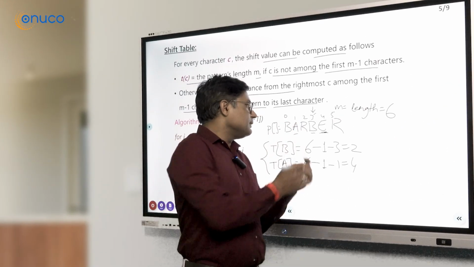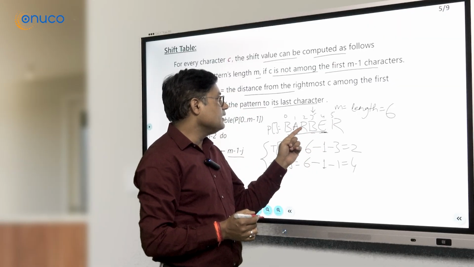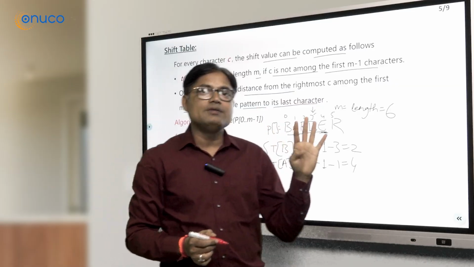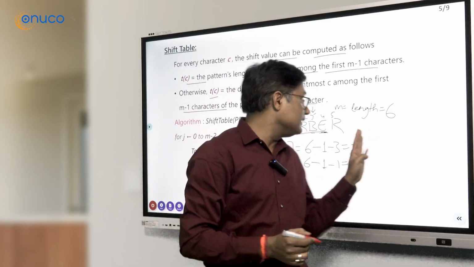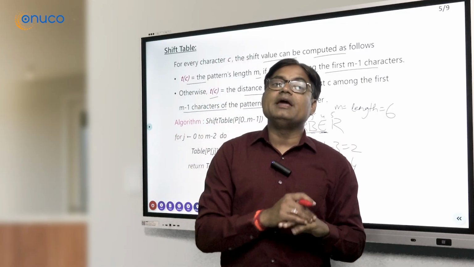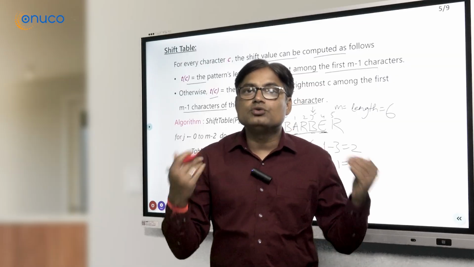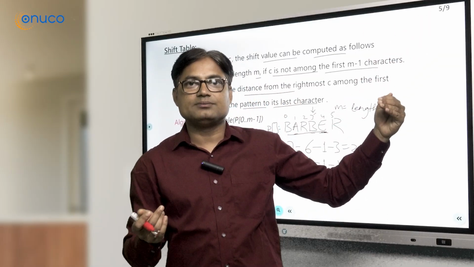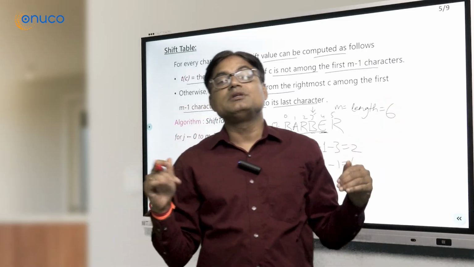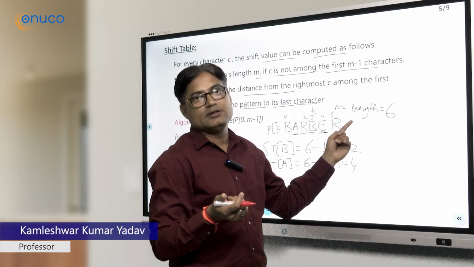If the character is not present, now see how many different characters we have. We have A, B, R, E. Only 4 different characters are there in BARBER, not repeated ones I am talking about. The rest of the characters from A to Z can be anything, like the remaining 22 characters can be present in the text. Then what will be the shifting values for those characters? The shifting value will be equal to the length of the pattern.